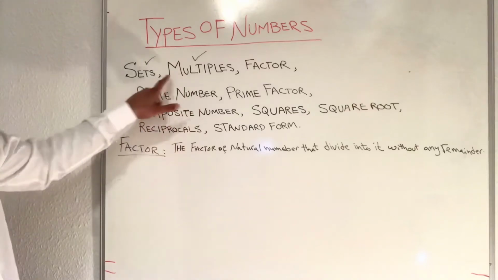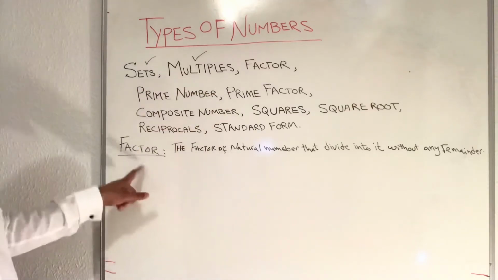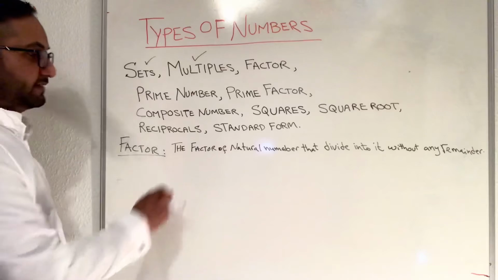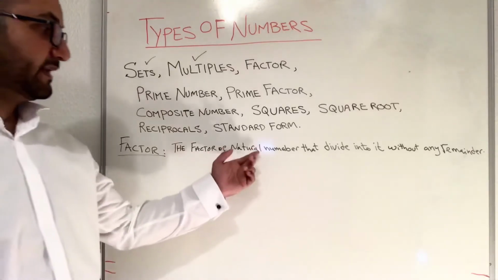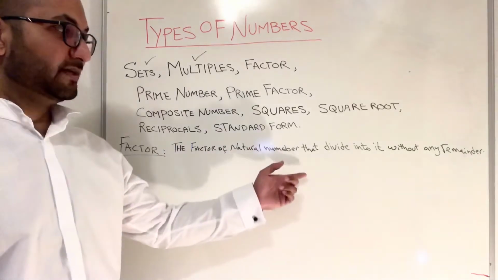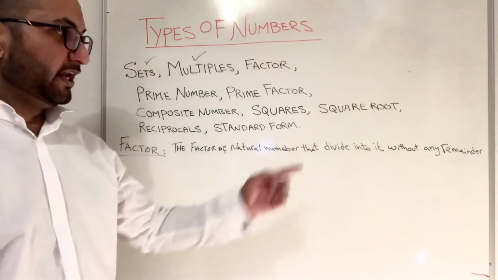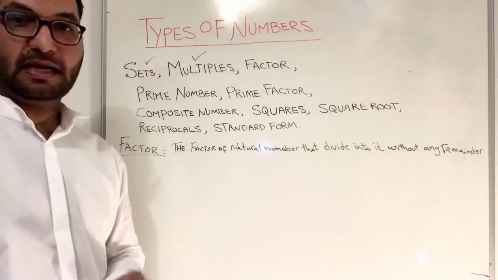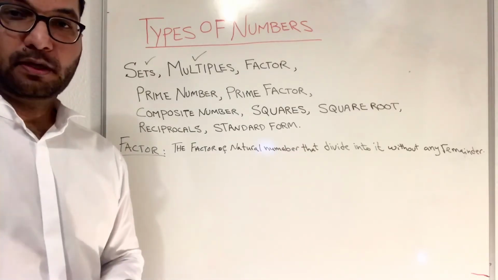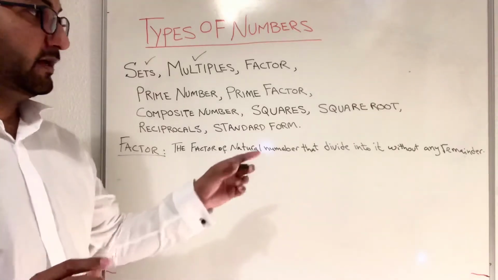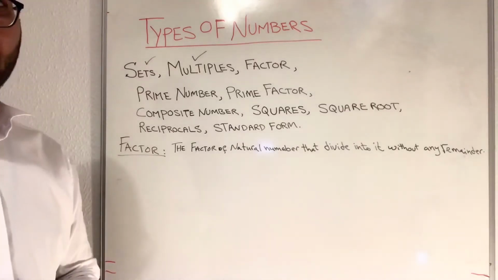We have done sets, we have done multiples. Now the third one is a factor. The factors of a natural number are the numbers that divide into it without any remainder.